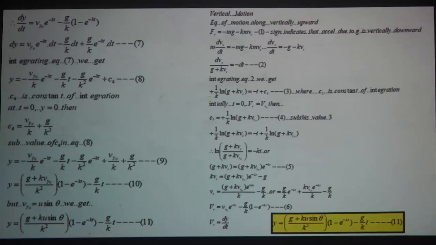And as usual, I substitute the value of Vy0 is equal to u sin theta. Instead of Vy0, I substitute u sin theta. I will get y is equal to (g plus k u sin theta) divided by k squared into (1 minus e raised to minus kt) minus g by k into t, which is my equation number 11, and this equation 11 gives the equation for the vertical motion.